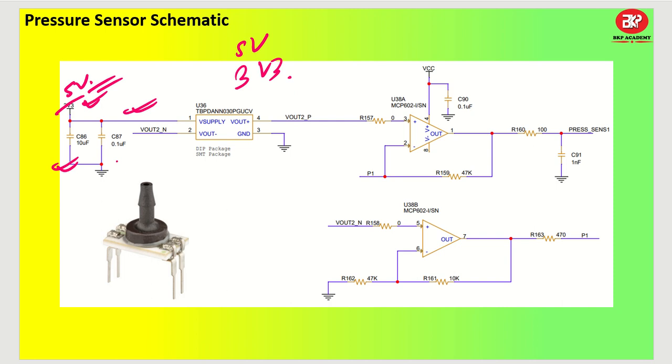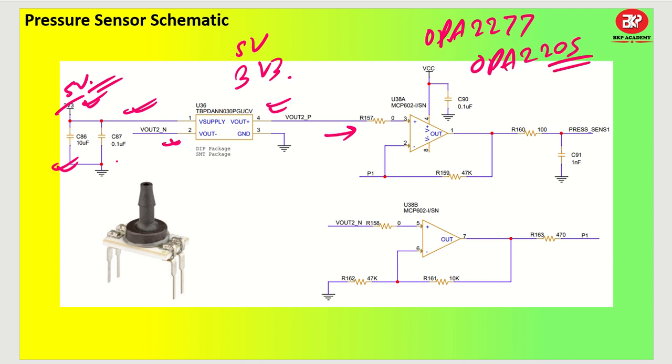Next, we have V output pin plus and V output pin minus. What we are going to do is take the V output pin up to an amplifier. So this is our very good amplifier, MCP 602-I/SN. You can also utilize the OPA series, OPA 2277 or OPA 2205. This will be lower cost and this will be a bit higher cost. Okay.